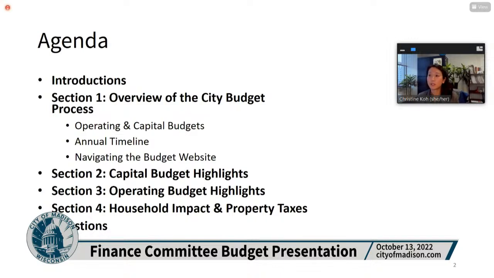Then we'll talk specifically about some highlights of the capital budget, followed by the operating budget, and close out by talking about how the budget impacts the average City of Madison resident in terms of property taxes and how you see this playing out. We'll also have time for questions and answers.